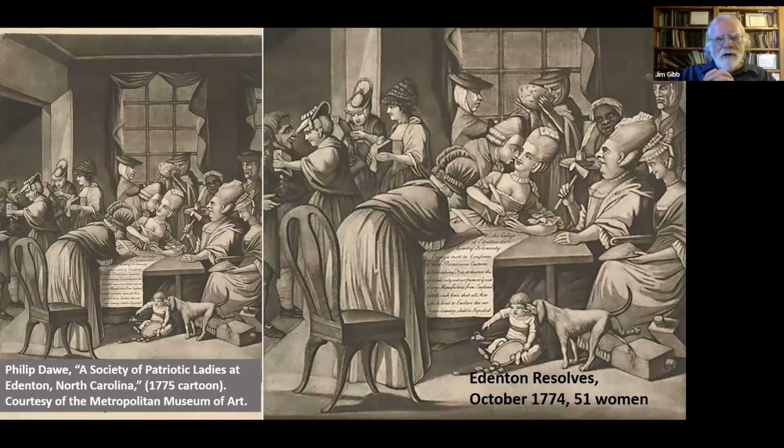And this is an example. This actually was published the following year in 1775, but it has to do with the town of Edenton in North Carolina. And there, a group of 51 women signed their own Edenton resolves, resolving not to buy especially British tea.